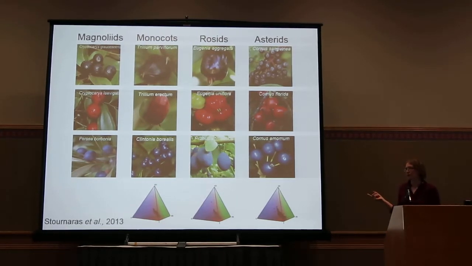Some recent work has also tried to quantify what volume of color space these different clades occupy, and found that they all pretty much occupy the same volume of color space, which means again that these clades can all evolve the same set of fruit colors.